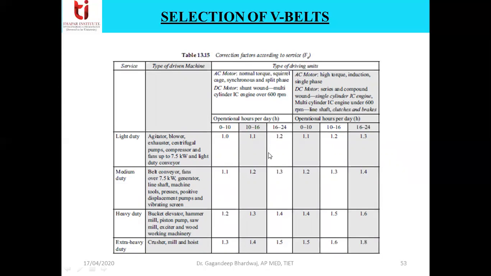According to that, you will select the value of this variable. This variable is your correction factor according to the service, that is FA. So you will select the value of FA from the table.